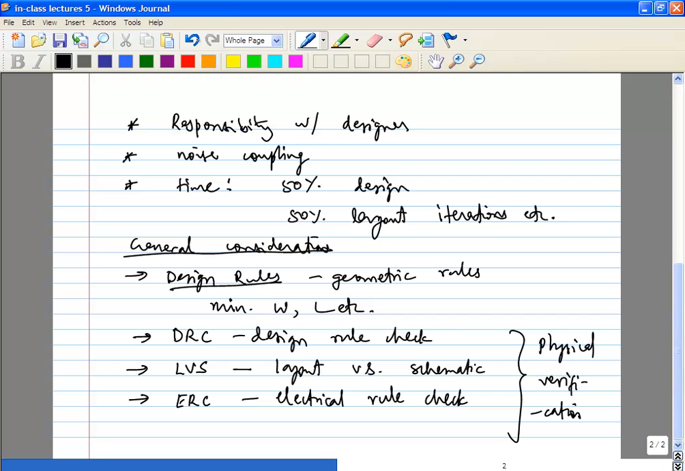It will check if a thick oxide is connected to low voltage or thin oxide is connected to high voltage. It will check indirect paths, direct paths. It will do all kinds of things.